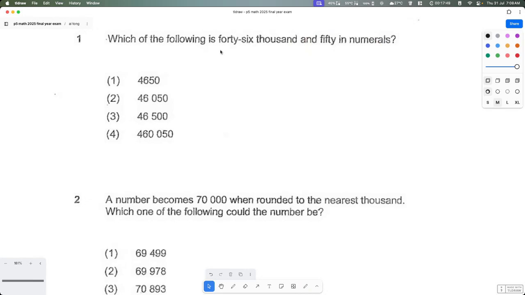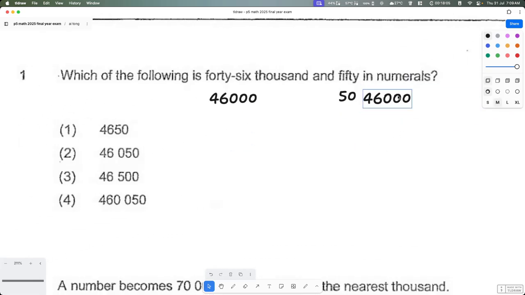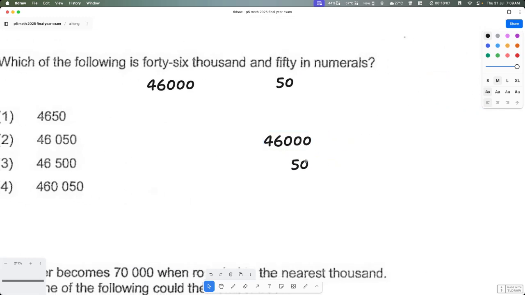So 46,000 over here, which is basically 46 and then 1,000. So 1, 2, 3 zeros. That's what you see over here. Then you have 50 in this case. So if you were to combine these two, 46 and 50 together, basically like this, and then plus 50. So what will you get?